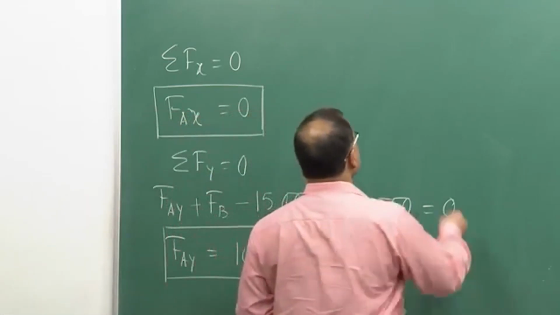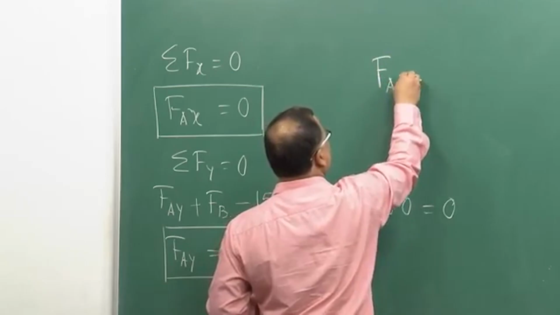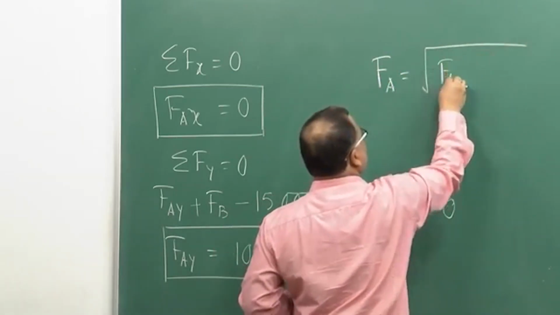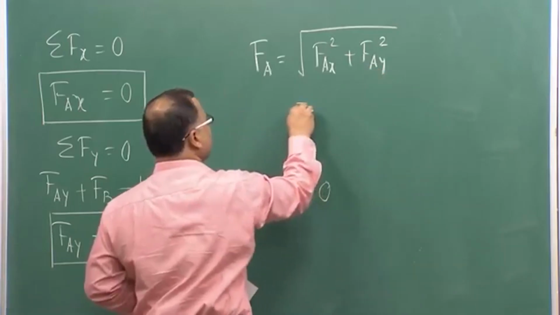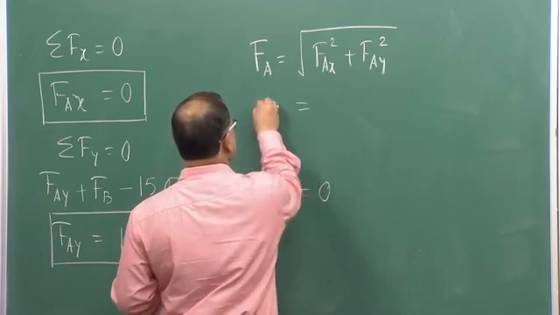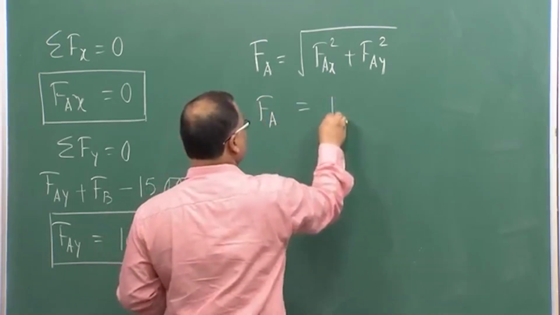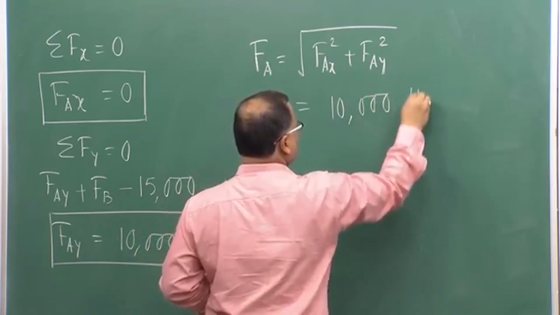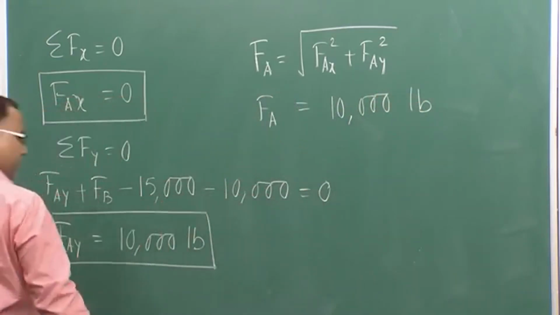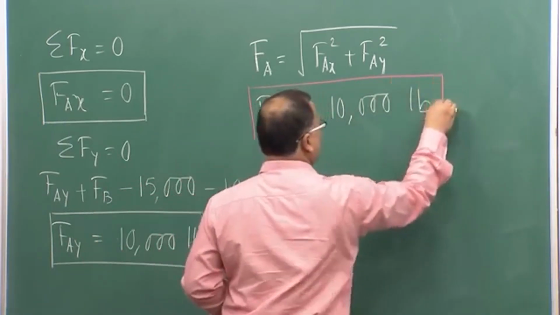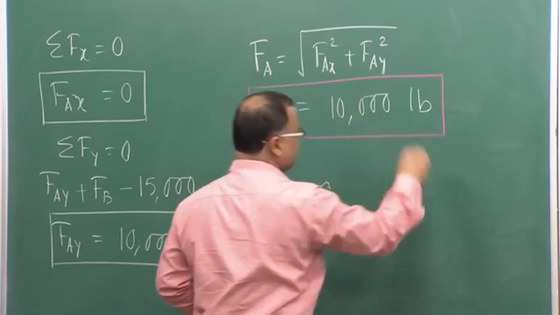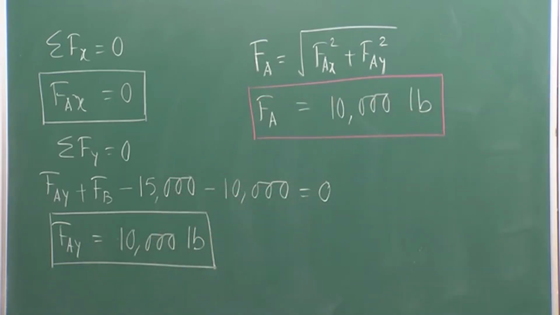So, ultimately our objective is to find out Fa, that is nothing but the square root of Fax square plus Fay square, that is the resultant. So, that ultimately becomes Fa equal to 10,000 pound. So, our first objective is satisfied. So, first objective has been fulfilled. So, I have got the support reactions at A and B.